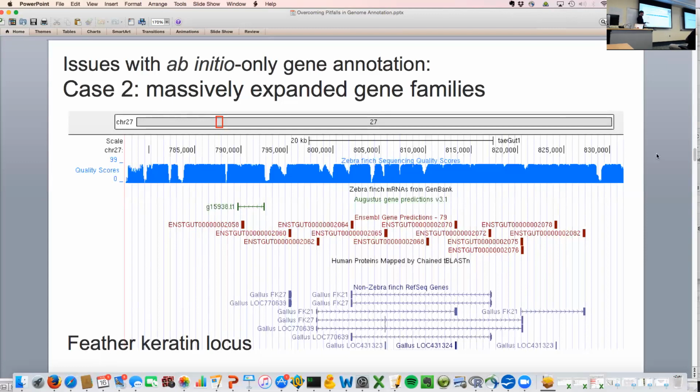Ensembl, which is generally pretty well curated, also makes a bunch of wacky, kind of broken up models. And even when you're trying to align things to the genome from other known species with better curations, it has a lot of trouble figuring out what gene is what here. And you can see even the gene direction is not really known with high confidence. And so this is a feather keratin locus.